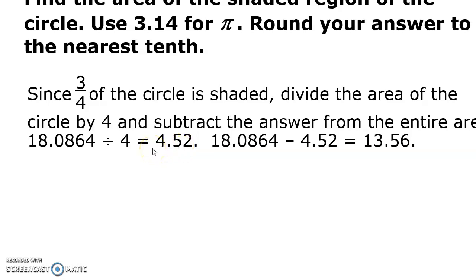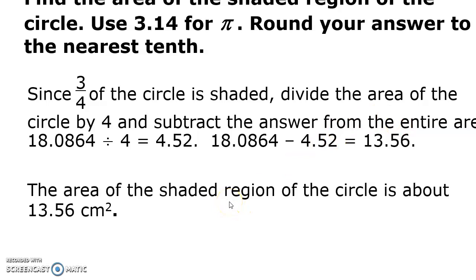So that means that 1/4 of the circle is 4.52. So if we want 3/4 of the circle, we're going to take the whole circle, subtract out 1/4, and then we get 3/4. So 13.56 is the area of the shaded region. Okay. You could actually also multiply by 3/4 if you want. I think that's a little bit cumbersome, but you do have calculators, so if you want to do that, that's fine as well.